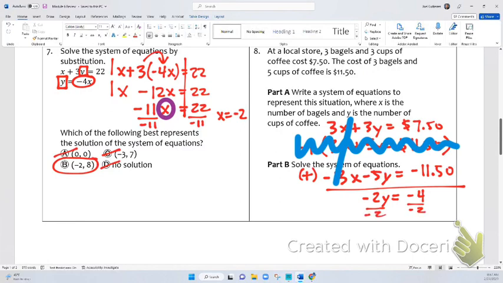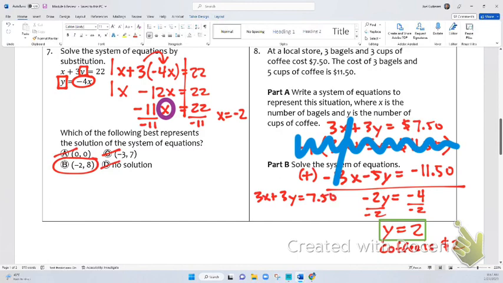Divide both sides by a negative 2. A negative divided by a negative gives you a positive, so my y value in this case is a 2. Now remember, we found the y, which in this case happens to be my cups of coffee. So let's put coffee is $2. And then we still need to find the x value, which happens to be my bagels. So you take any equation you want. I'm going to take the top equation, which is 3x plus 3y equals 7.50.